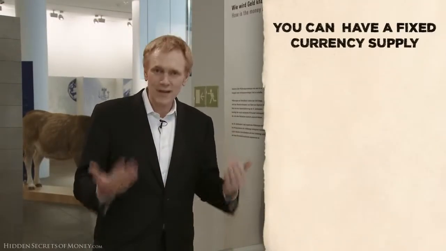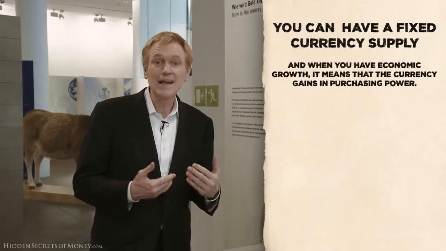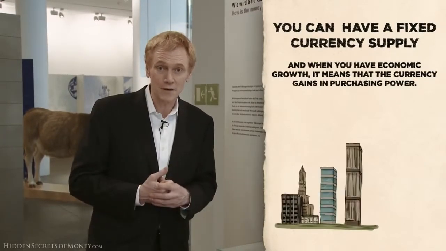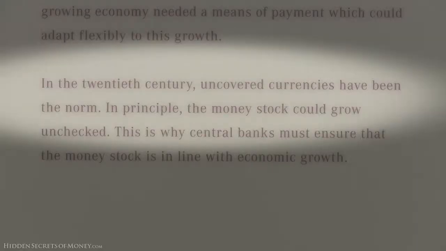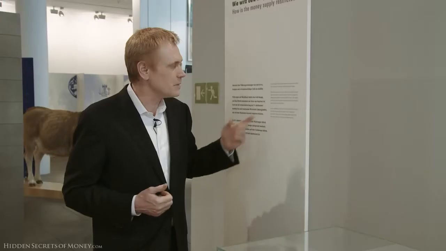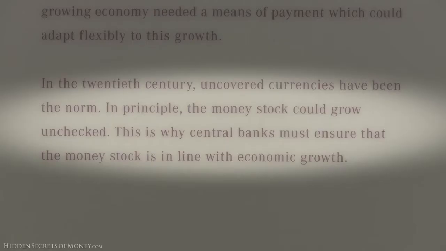Baloney. You can have a fixed currency supply, and when you have economic growth, it means that the currency gains in purchasing power. In the 20th century, uncovered currencies, meaning unbacked currencies, have been the norm. In principle, the money stock could grow unchecked. This is why central banks must ensure that the money stock is in line with economic growth. Yeah, right.